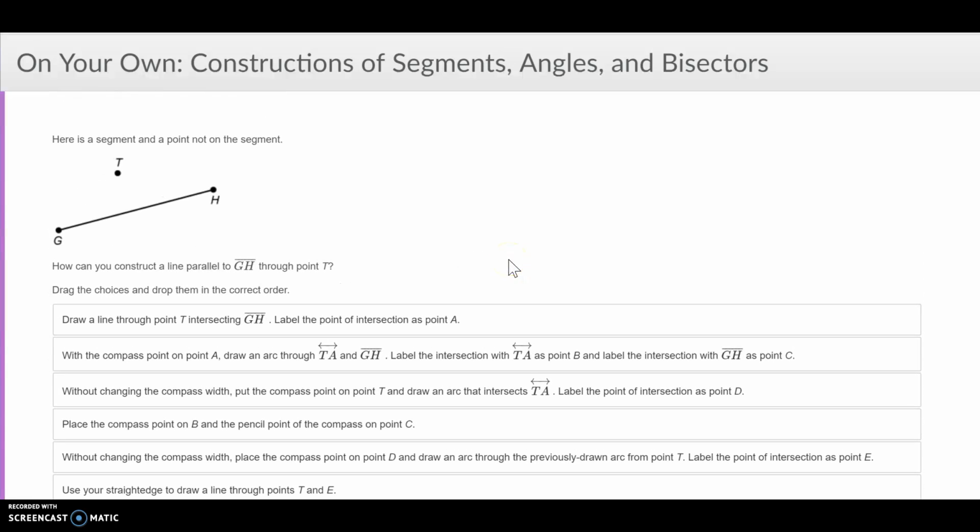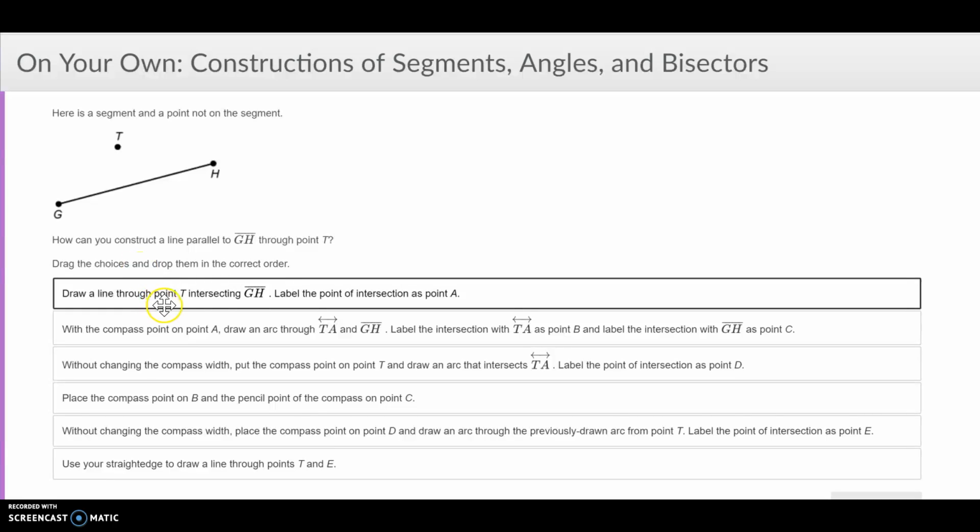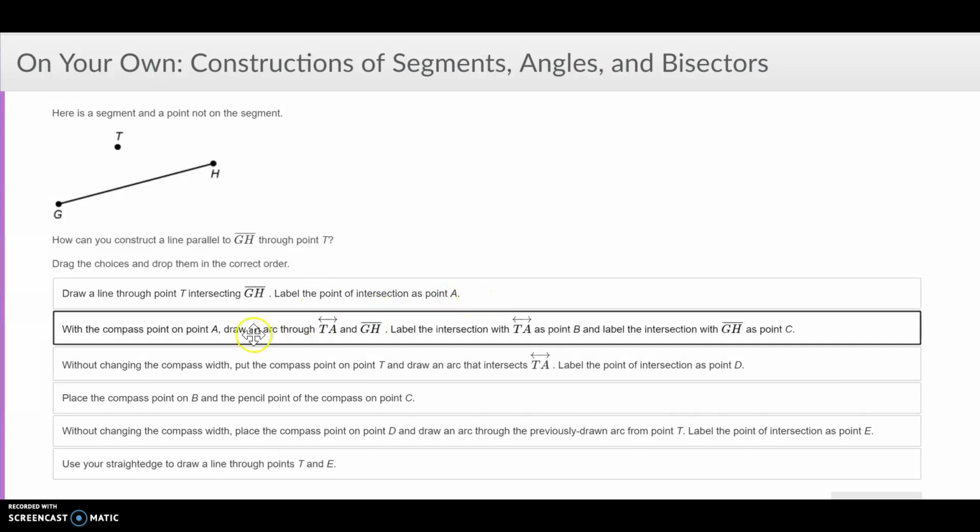All right, here's a segment with a point not on the segment, and we're going to draw a line parallel to that. So first we draw a line through point T that intersects our line segment GH. Label the intersection as the point A.